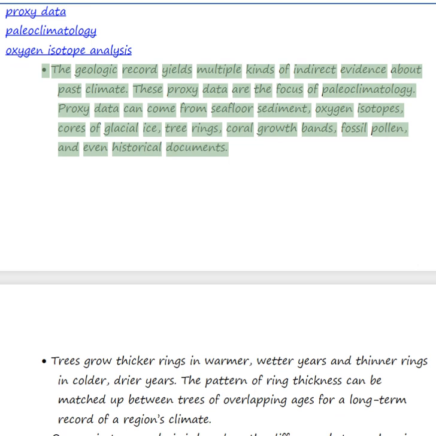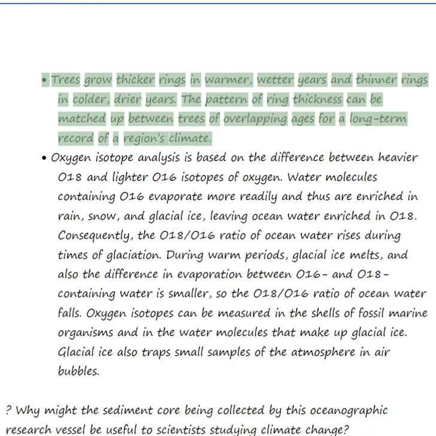The geologic record yields multiple kinds of indirect evidence about past climate. These proxy data are the focus of paleoclimatology. Proxy data can come from seafloor sediment, oxygen isotopes, cores of glacial ice, tree rings, coral growth bands, fossil pollen, and even historical documents. Trees grow thicker rings in warmer, wetter years and thinner rings in colder, drier years. The pattern of ring thickness can be matched up between trees of overlapping ages for a long-term record of a region's climate.